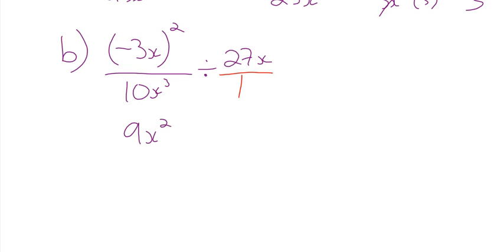9x squared. It's positive. You're squaring a negative. When you square anything, you get a positive, right? So if I see a negative inside something I'm squaring, I just say, okay, forget the negative, it's going to be positive, and then 3x times 3x is 9x squared. Over 10x cubed, we're going to change this into a multiply. So 1 over 27x. Okay?